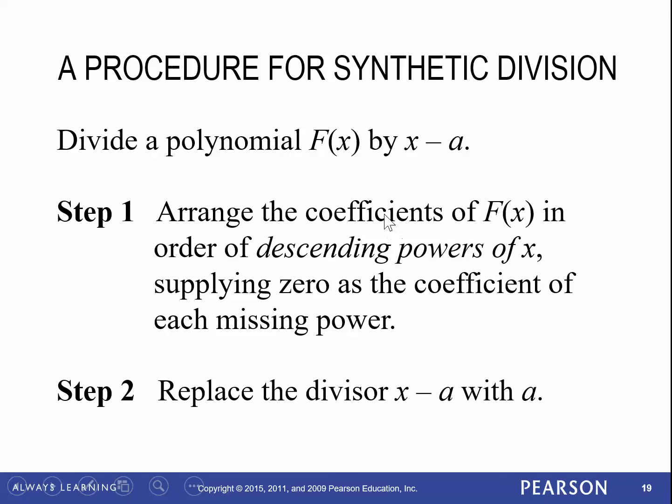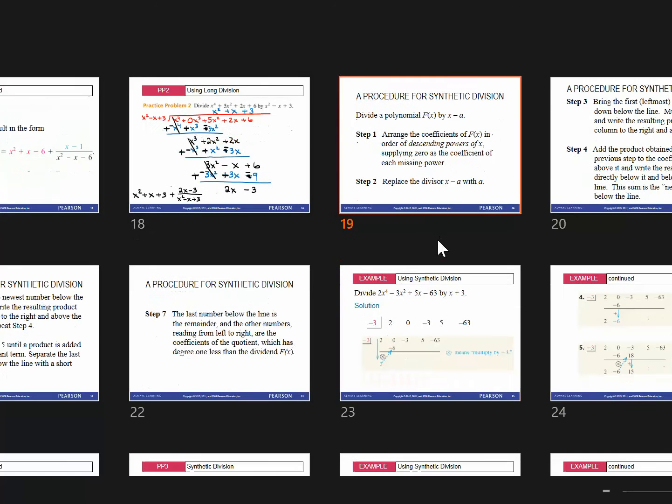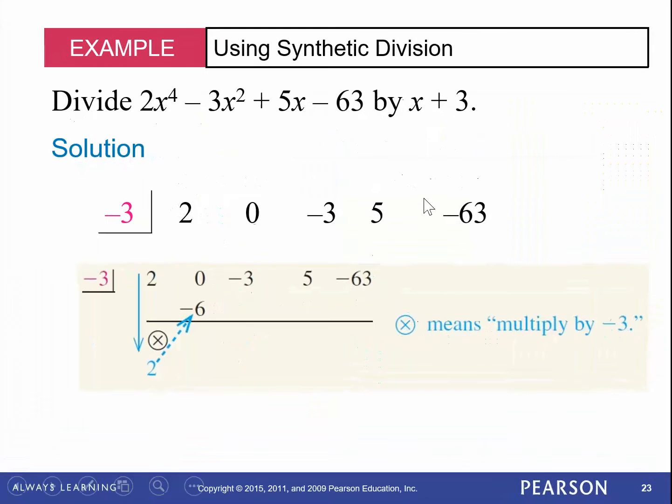So let's run through this real quickly here. Let me do it by steps, and then we'll do the problem itself here. So by steps, don't need to write it down. This is just information here. We're going to divide 2x to the 4th minus 3x squared plus 5x minus 63, and we're going to divide it by x plus 3. Notice it is a binomial, and it is degree 1.